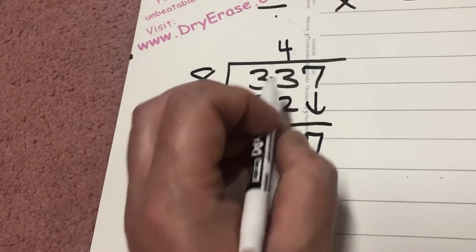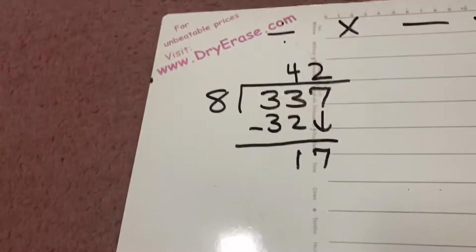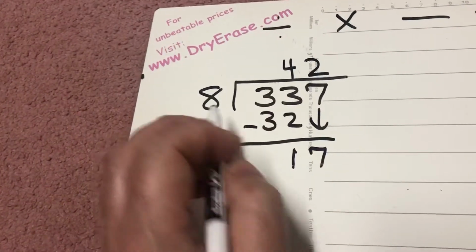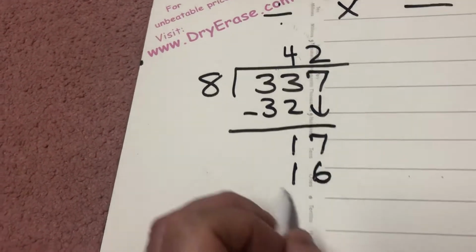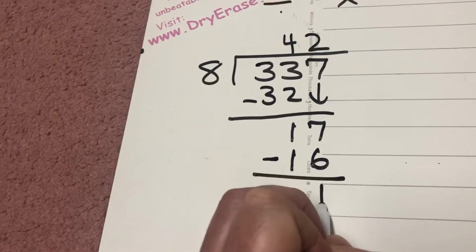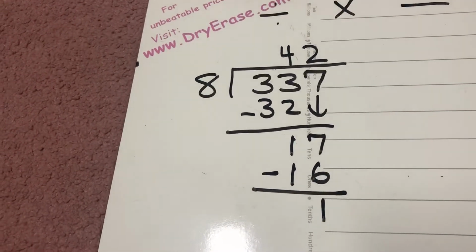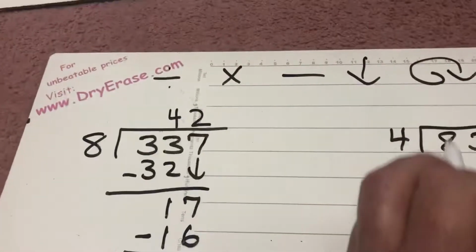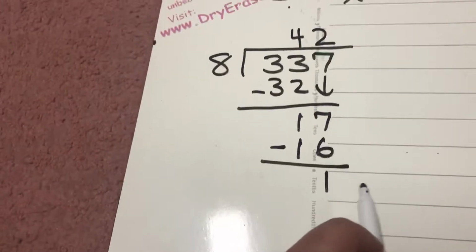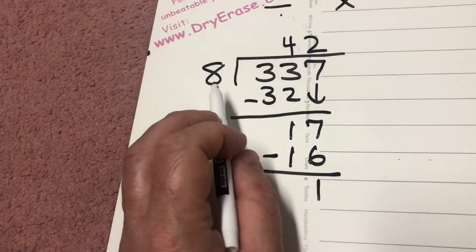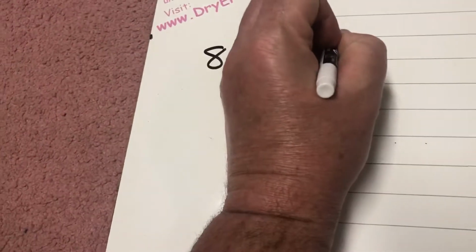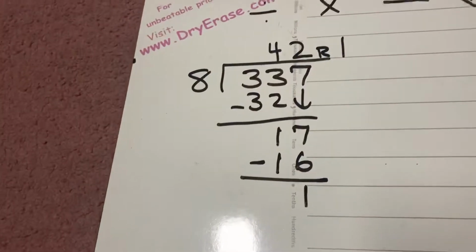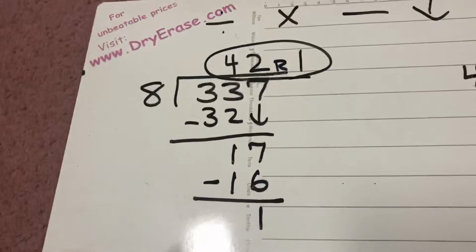Bring down the 7. 8 can go into 17 2 times. 2 times 8 is 16. 17 minus 16 is 1. No numbers left to bring down, so I don't start over again. After I subtracted, I ended up with 1, which is less than what I'm dividing by. I end up with 42, remainder 1. And that's how you write your answer. And you just show your work like this.